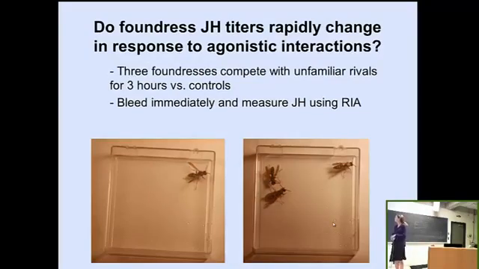So we wanted to know whether the JH titers of foundresses rapidly change in response to aggressive interaction. So we tested this by taking 3 foundresses, and we put them in an arena and let them fight for 3 hours. And then we had a control individual, which is just one sad, solitary wasp all alone. At the end of the fight, we bled them and measured their juvenile hormone.